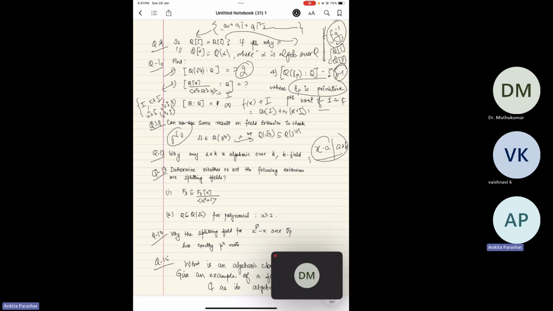Question 13, you need to determine whether or not the following extensions are splitting fields. So what are splitting fields, first of all? The smallest field extension containing all roots. So if I say F3[x], where F3 is the finite field of order 3, modulo the ideal generated by x^5 + 1, what can you say about this? Is this a splitting field for F3 over F3? Yes. How?